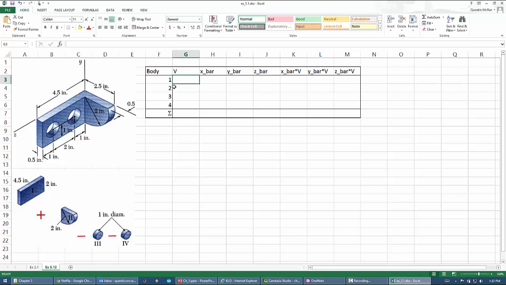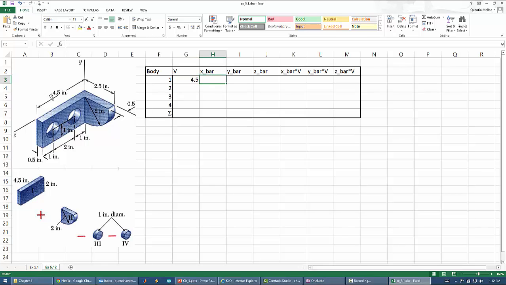The volume. What is the volume of the rectangle? Well, it's the surface area times the thickness. So the area is going to be 4.5 times this distance, which is, this radius is 2, so times 2, and then times this thickness, which is times 0.5. That's the volume of this one.